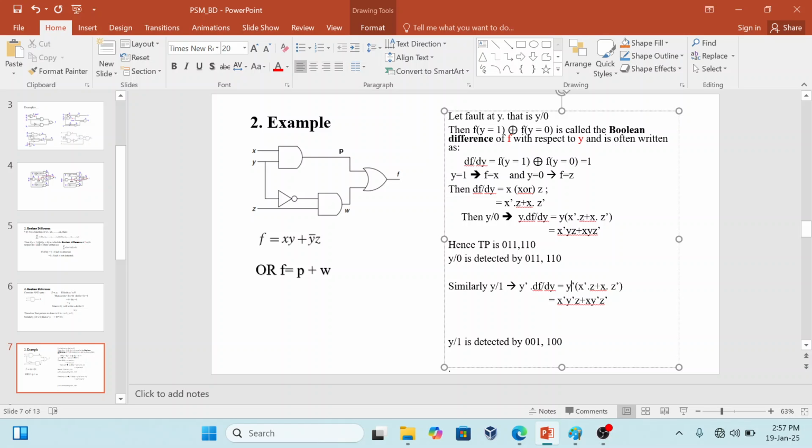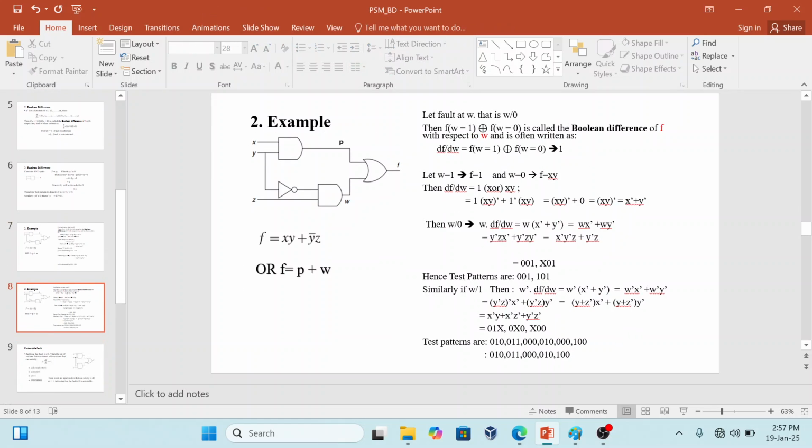So using Boolean difference, if there is a fault at y, that means it may be stuck at 0 or stuck at 1. The corresponding test patterns which we can use to detect it are 0 1 1 and 1 1 0 for y stuck at 0, and 0 0 1 and 1 0 0 to detect y stuck at 1. This is how the Boolean difference works.